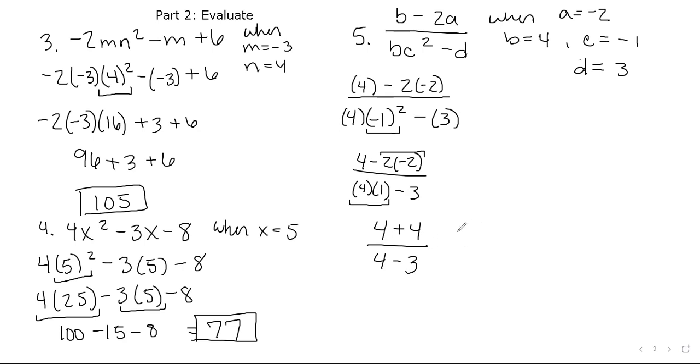Okay? From here, 4 plus 4 we know is 8. And 4 minus 3 is 1. And this is just going to be 8. Okay? So the answer to number 5 is going to be 8. Not that bad, okay? All you have to do is make sure you plug everything in correctly, and then from there, it's easy to simplify, okay? That will complete objective 1. Make sure you have the correct 5-part heading on all pages of your objective 1 note.